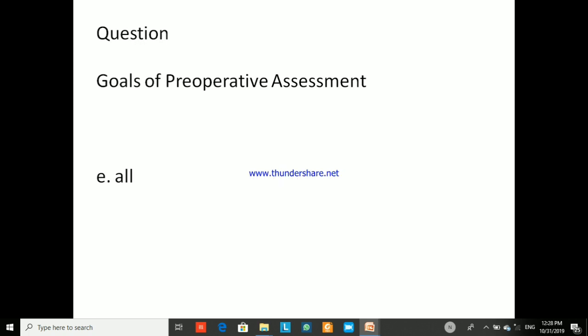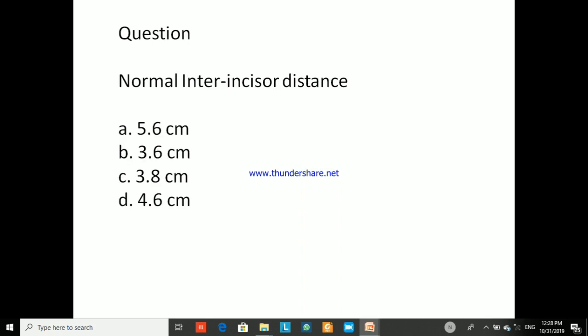Question. Goals of preoperative assessment: E. All. Question. Normal interincisor distance. A. 5.6 cm. B. 3.6 cm. C. 3.8 cm. D. 4.6 cm. Question. Normal interincisor distance: D.